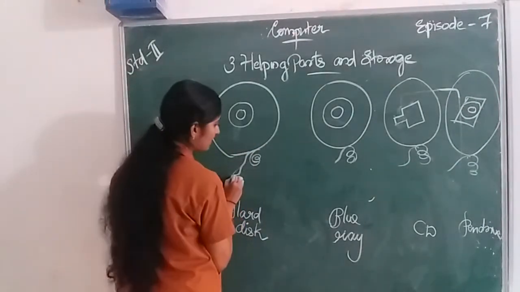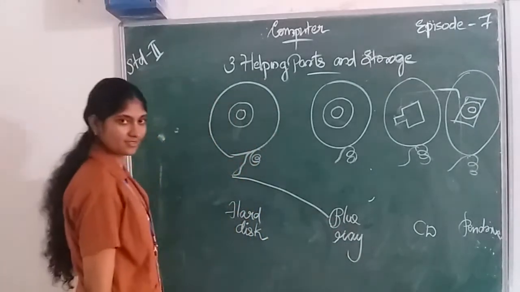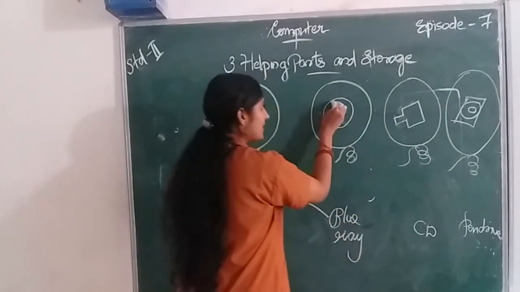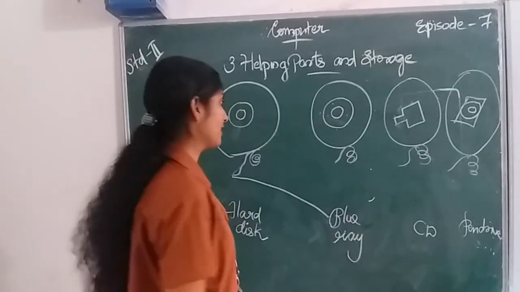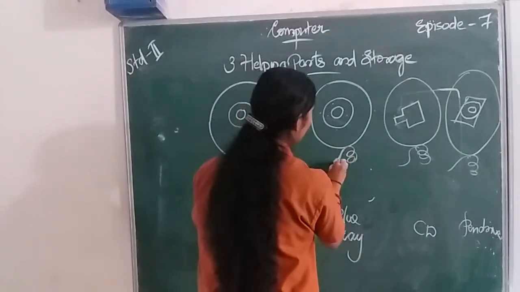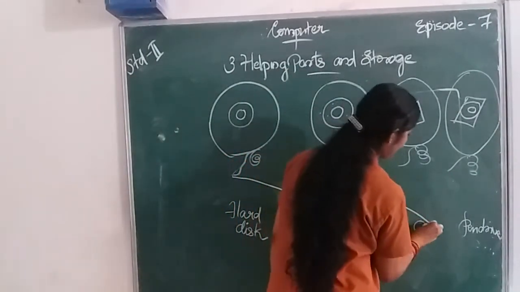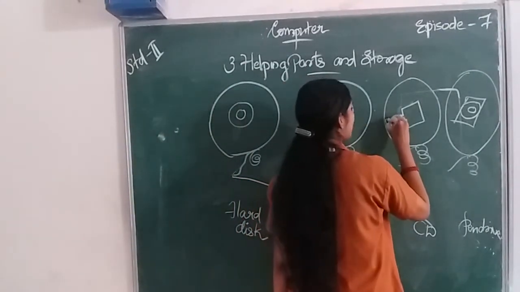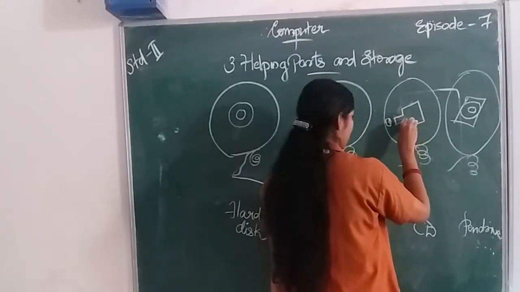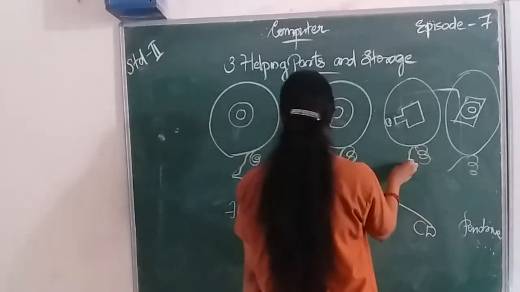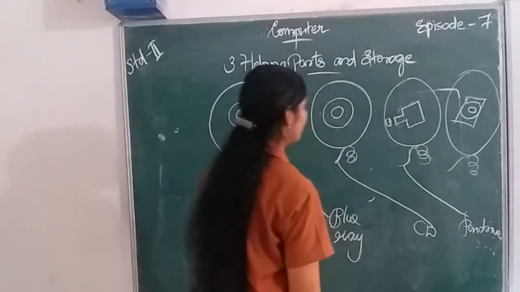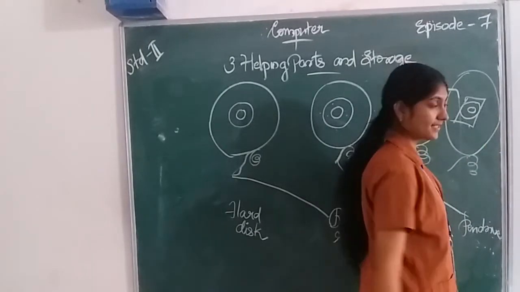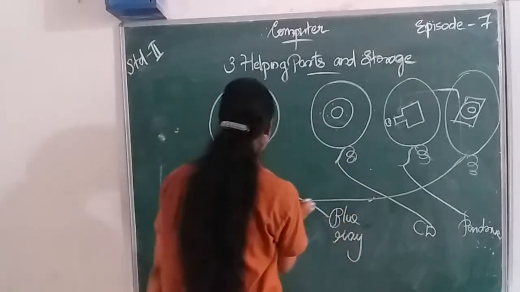So, we can tie this balloon to the Blu-ray box. Blu-ray disc. And second one, a circular shape, shiny surface. What is that? CD. So, we can tie this balloon to CD. Third one, this is a storage device. Its name is pen drive. So, we can tie this pen drive to this box. And finally, another balloon contains, what is its name? Hard disk. So we can tie hard disk to this box.